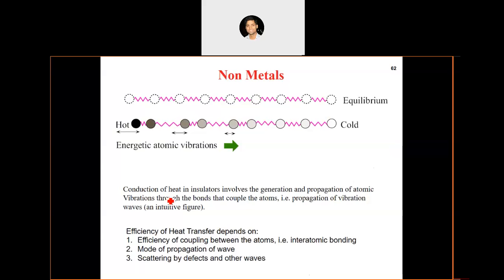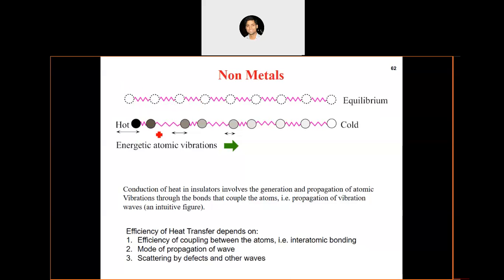So what happens in non-metals? Very briefly we will try to understand. In metals, the electrons are heat carriers. In non-metals, as we know, we don't have enough free electrons, so they cannot be heat carriers, right? So in case of non-metals, when they are in equilibrium position, like when the temperature is constant across the whole material, we can visualize the atoms as connected through springs, right? These springs are in equilibrium. The atoms are vibrating and the whole system is in equilibrium.